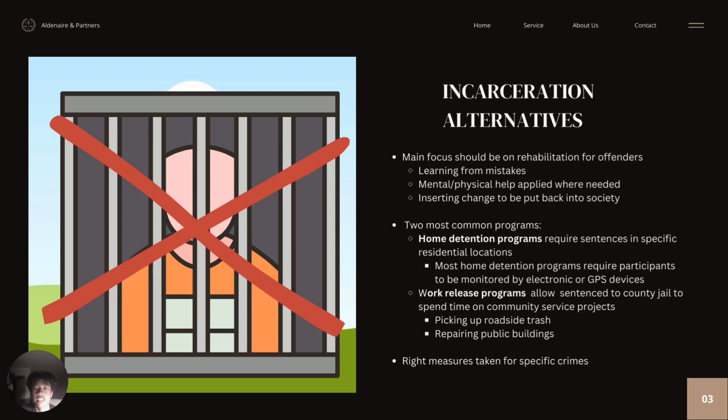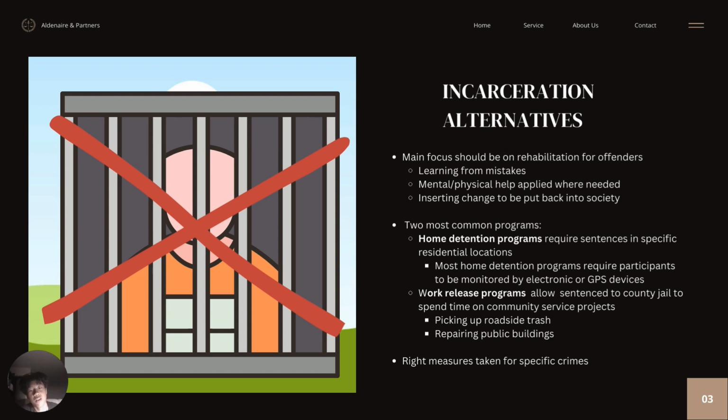Another thing is work release programs, which allow offenders to spend their sentence on community service projects like picking up roadside trash and repairing public buildings. This allows them to be put to use, help the community, and change themselves for the better, and it just kills two birds with one stone. It helps them better themselves as well as helps the community.